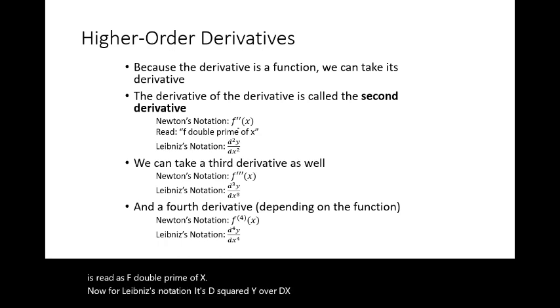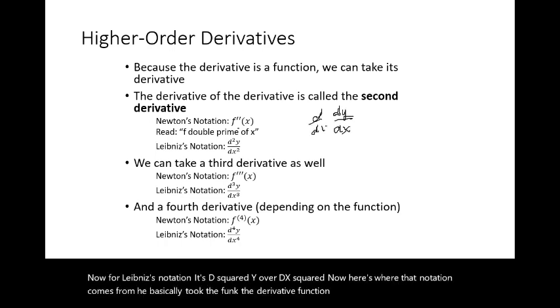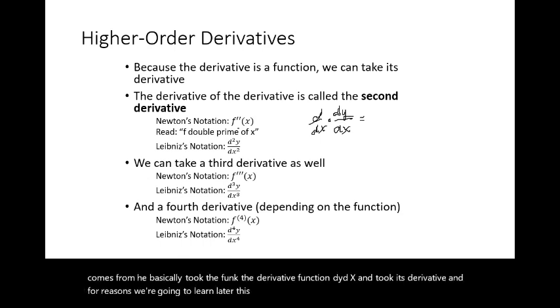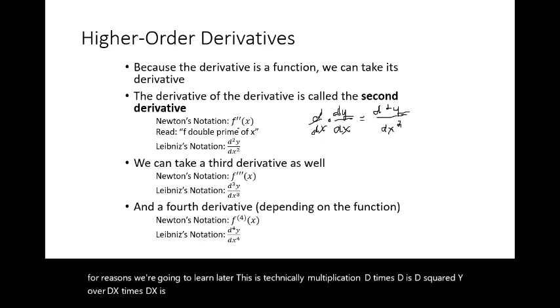Now here's where that notation comes from. He basically took the derivative function dy dx and took its derivative. And for reasons we're going to learn later, this is technically multiplication. d times d is d squared. dy over dx times dx is dx squared. I don't know why there are no parentheses. There just aren't, so we're going to go with it.